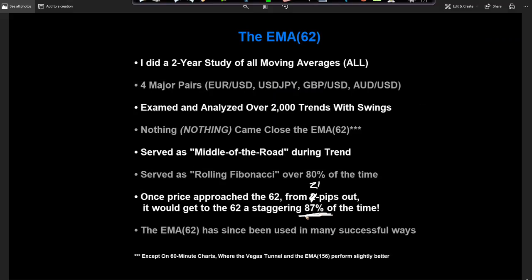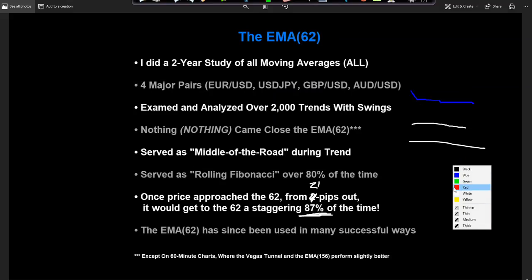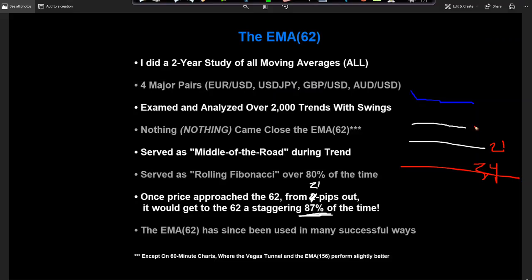I built systems off that, a system called the Power 62. We created a gravity zone that was 21 pips out, 21 to 11 pips out. Here's my 62. Here's 34, here's 21, and at 11 we actually had a 10 pip zone. When price came from outside the 34, as soon as it crossed the 21, from that point on there was an 87% chance it was going to get to the 62.